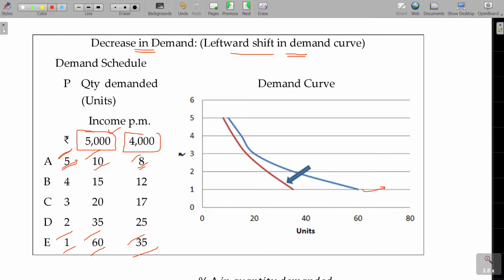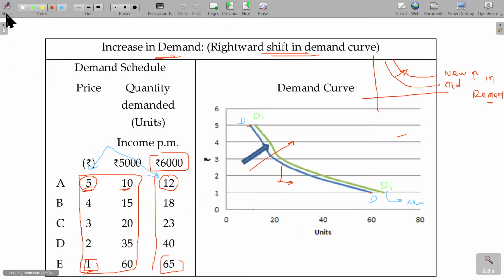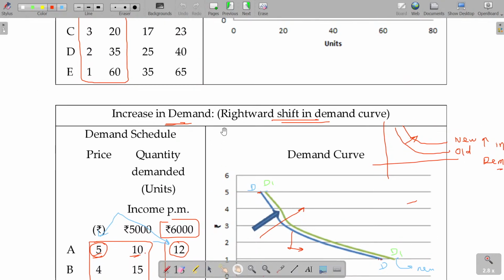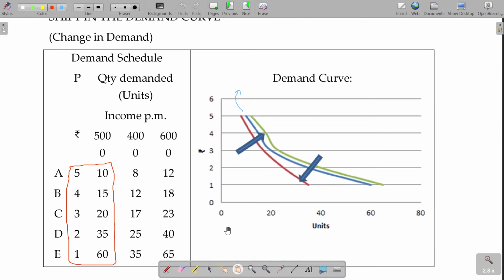So the blue color is the existing or old one, and the red color is the new one because of the change in my income. As the curve shifts to the left side, it represents the downward shift or decrease in demand. So you now need to understand the entire block by understanding it this way. Okay.